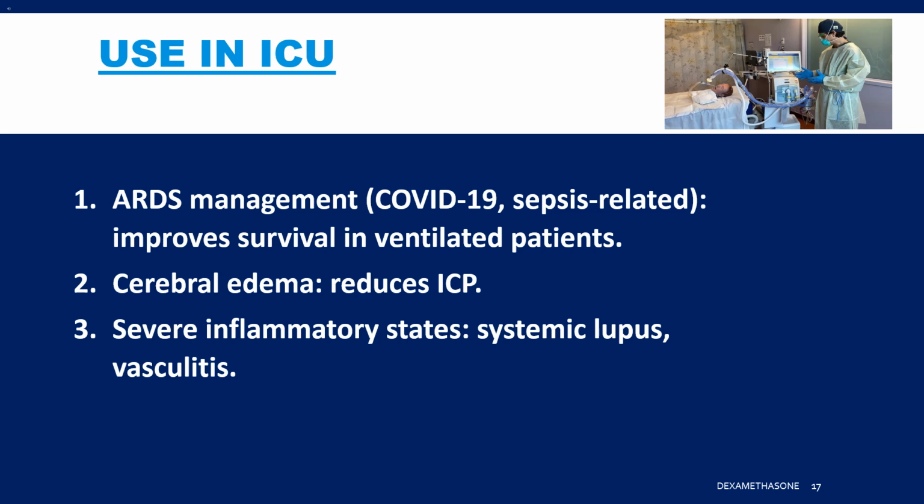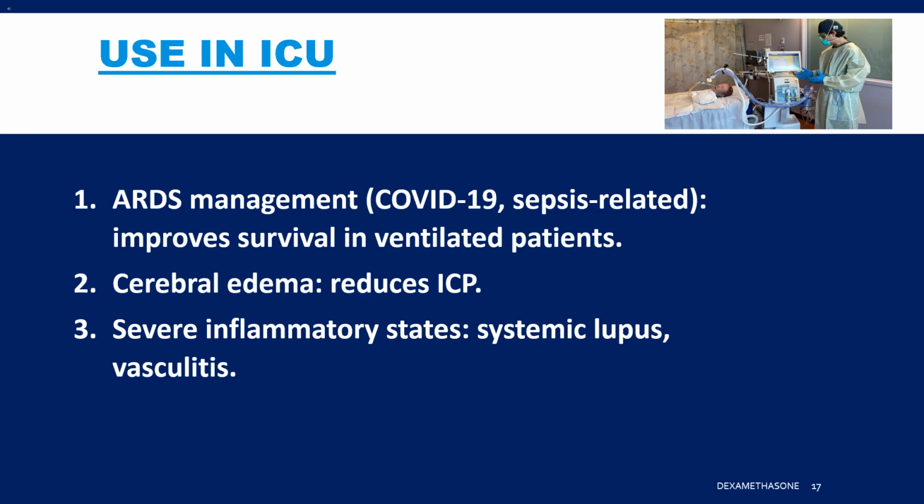Use of dexamethasone in ICU. 1. ARDS management. Dexamethasone is used in the management of acute respiratory distress syndrome, ARDS, caused by COVID-19 or sepsis, and has been shown to improve survival in ventilated patients. 2. Cerebral edema. Dexamethasone is used to reduce intracranial pressure, ICP, in patients with cerebral edema, helping to alleviate symptoms and prevent further brain damage.